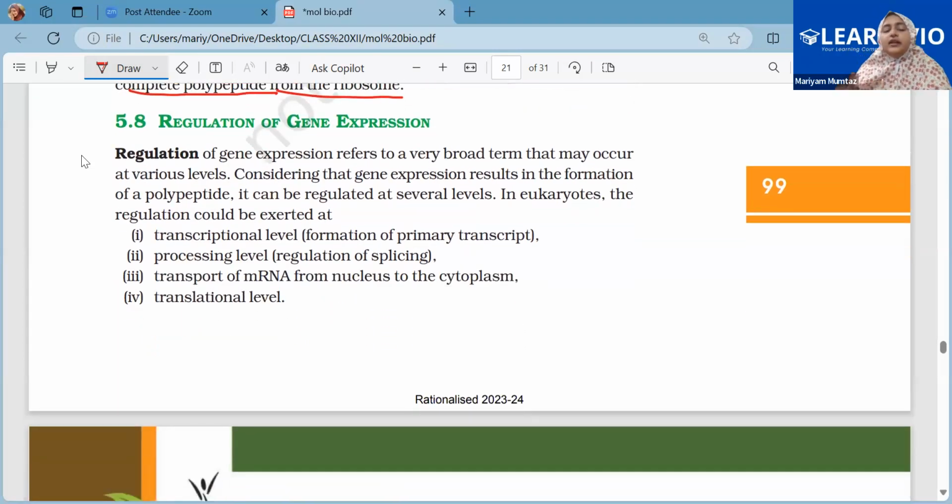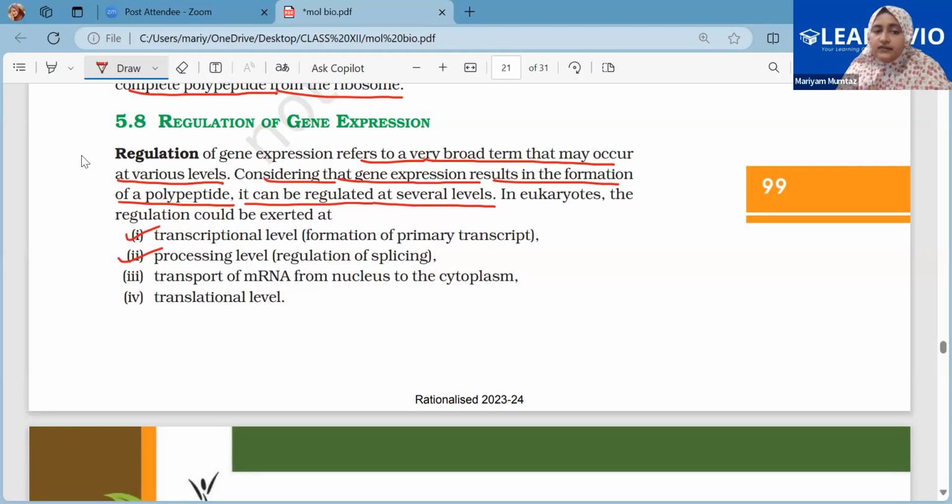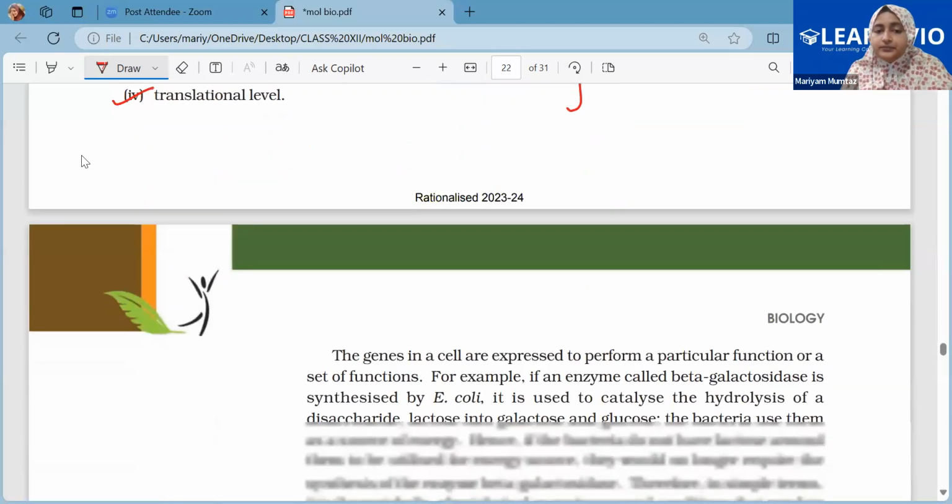Now talking about regulation of gene expression. Regulation of gene expression is a very broad term that may occur at various levels. Considering that gene expression results in the formation of a polypeptide, it can be regulated at several levels. In eukaryotes, the regulation could be exerted at the transcriptional level, the processing level, the transport of mRNA from the nucleus to the cytoplasm, and then the translation level. So this is for the eukaryotes. In all these places, the regulation of gene expression can happen.